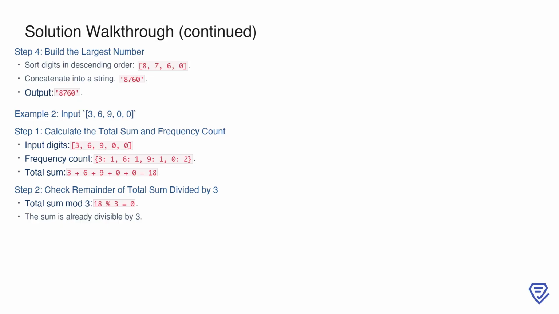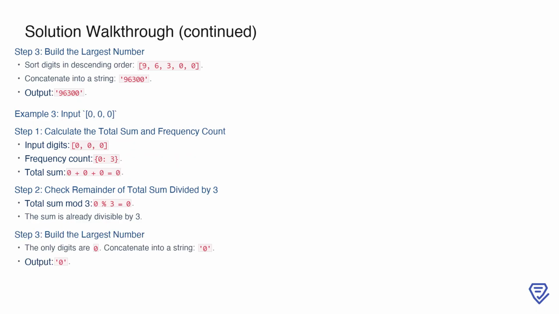Next, let's consider another example with the input digits 3, 6, 9, 0, 0. Here, the frequency count of the digits is 3:1, 6:1, 9:1, 0:2. The total sum is 3 plus 6 plus 9 plus 0 plus 0 equals 18. Checking the remainder, we find 18 % 3 equals 0. Since the sum is already divisible by 3, no adjustments are needed.